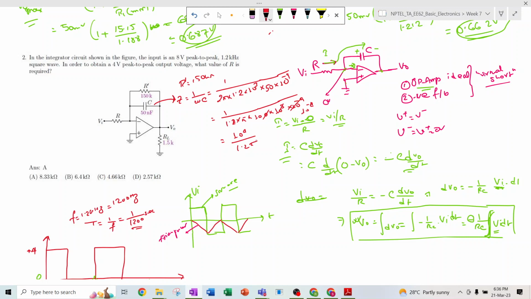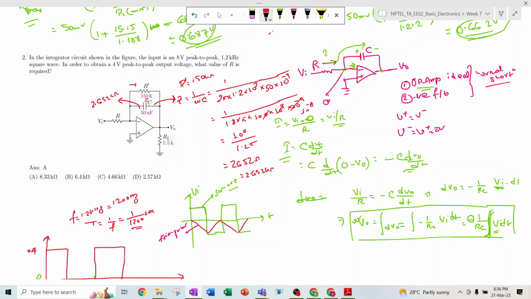So let's calculate. 10 to the power 4 divided by 1.2 pi, so it will come like 2652 ohm, that means 2.652 kilo ohm. So here the equivalent impedance will be 2.652 kilo ohm, and here it is 150 kilo ohm. So 150 kilo ohm is basically too large, so it will draw a minimum amount of current.